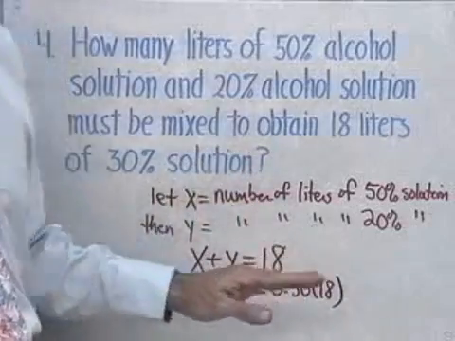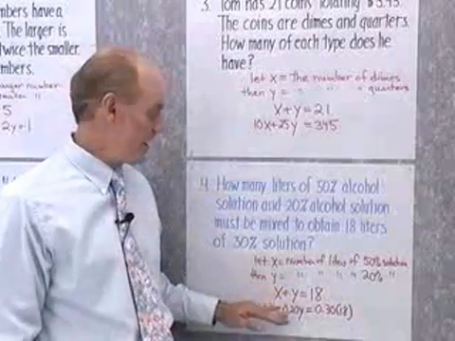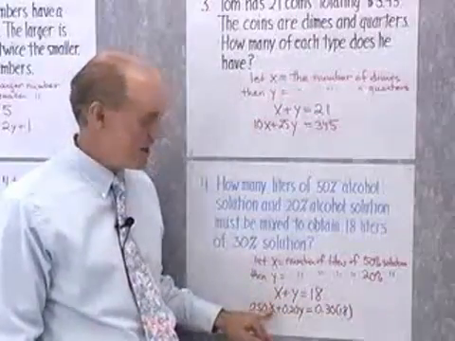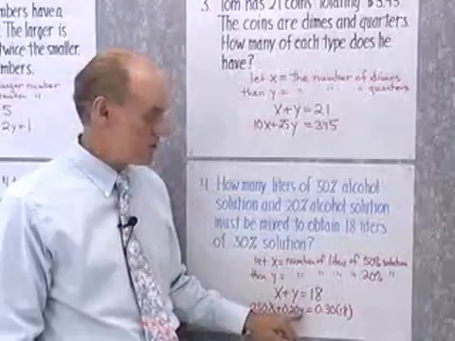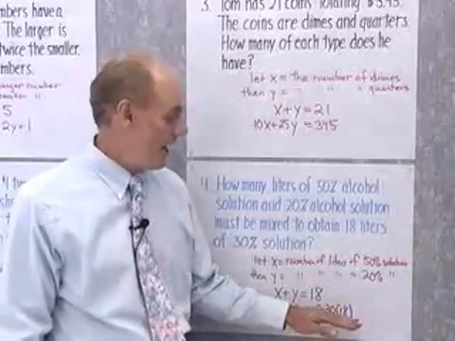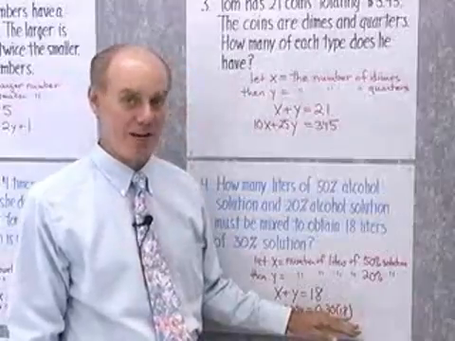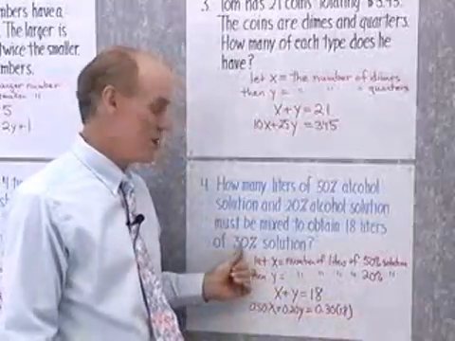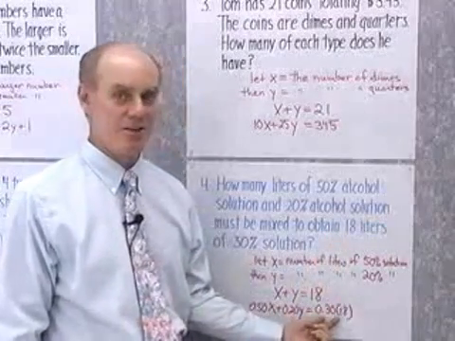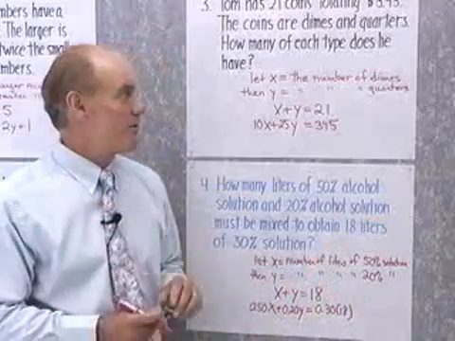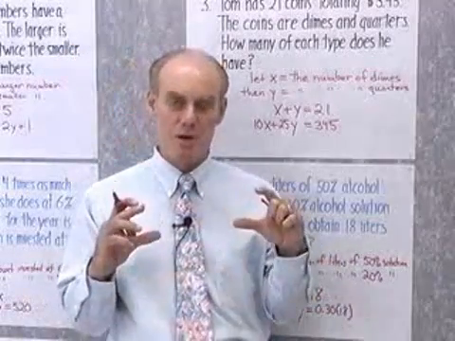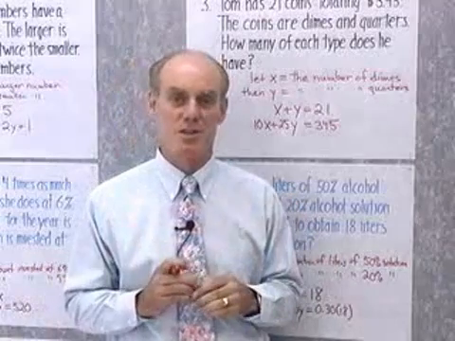So in a problem like this, I look at the total number of liters, and then I look at the total amount of alcohol in the solution. 50% of this X liters and 20% of this Y liters are alcohol. So if I add the alcohol here to the alcohol here, I have to end up with the total amount of alcohol in the final solution, which I know should be a 30% solution and is 18 liters. So 30% of that 18 liters is going to be alcohol. So that's a variety of word problems, the solutions to which involve finding a system of equations that together describe the situation in the problem.